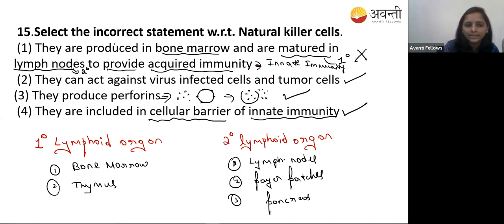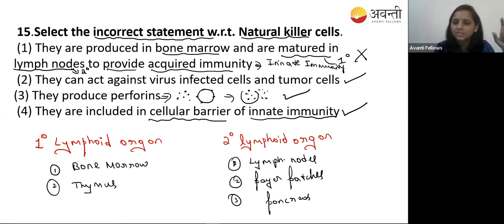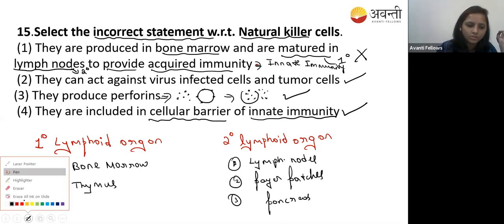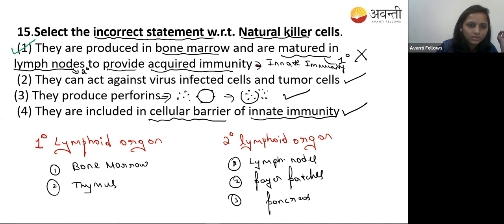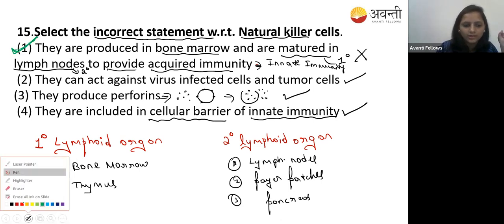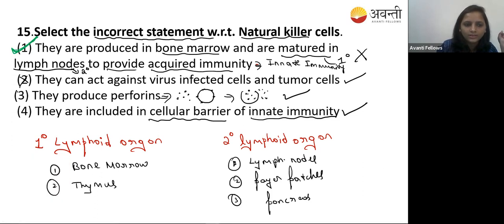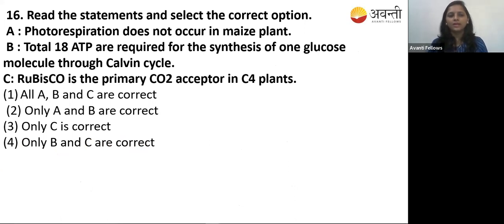So what they are asking in the question is the incorrect statement with respect to the natural killer cell. The first option is wrong, so that is the correct answer for this question. The others are wrong because those statements are correct. Fine, so let us go to the next question.